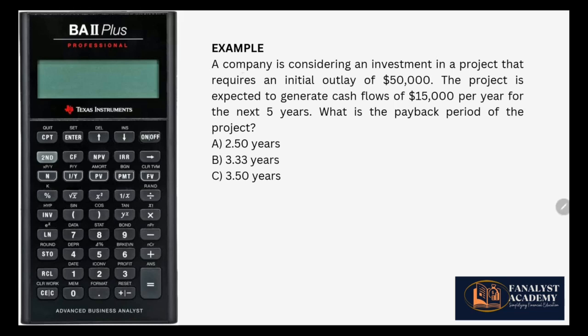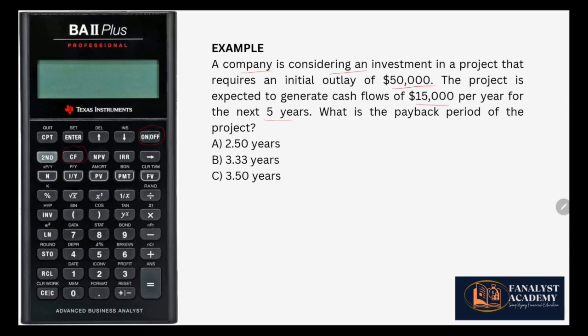So we have a company, and this company is considering an investment in a project, and it requires an initial outlay of $50,000. The project is expected to generate cash flow of $15,000 every year for the next 5 years. So the question says that we should compute the payback period for this project. So the first thing we need to do is to turn on our BA II Plus Professional calculator. Once we turn it on, we press CF. So this is the cash flow.